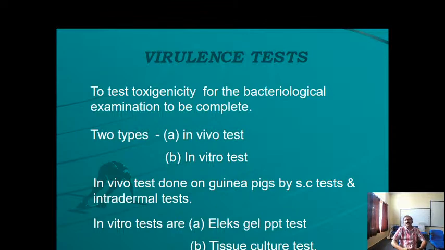Virulence test. To test the toxigenicity, for the bacterial examination to be complete, you have to do an in vivo and an in vitro test. The in vivo test is done on guinea pigs by giving them intravenous or intradermal injections. And the in vitro tests are the Elek gel precipitation test and the tissue culture tests. That will be taught to you in your microbiology.